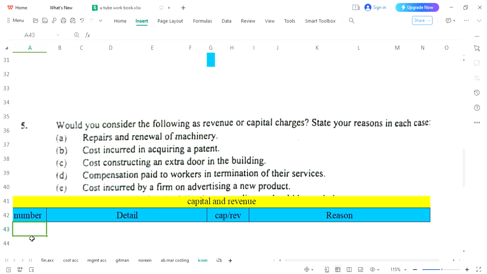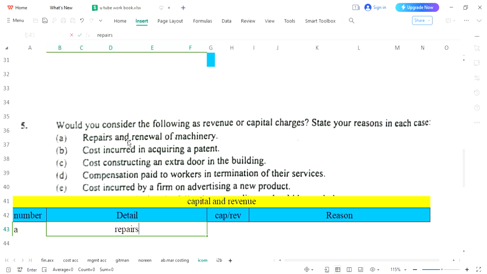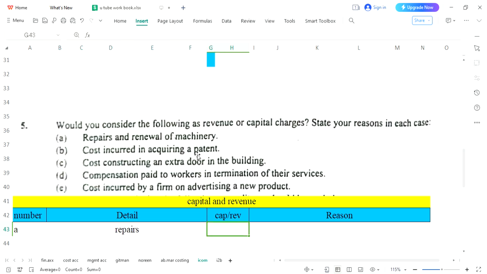So let's see, our first entry is A and we have made some repairs. Kindly keep it in mind, this is not new machinery, this is not second hand machinery purchase. Machinery is not bought, rather just repairs. So it's routine and it is a usual practice of every industry. They usually make repairs and renewal of machinery, so that is why we will call it revenue. Because asset is not acquired, you are just making the repairs, so it's a routine work.